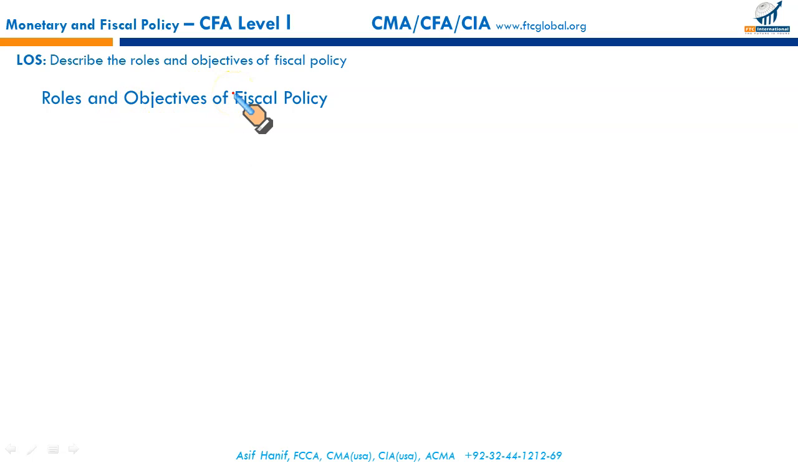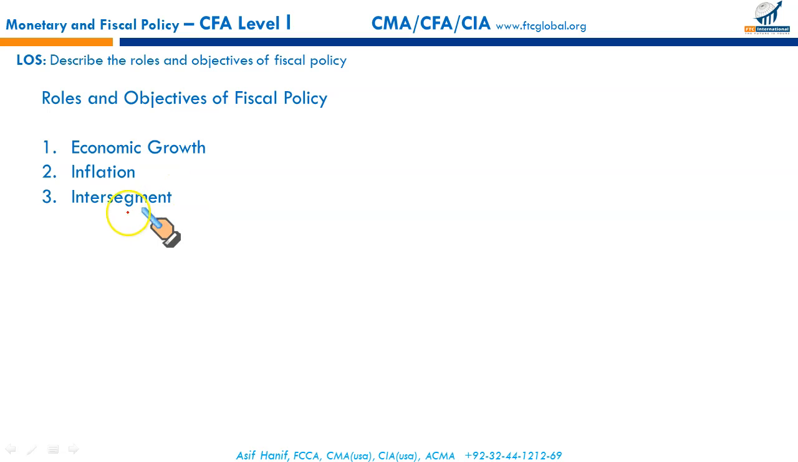Roles and objectives of fiscal policy. First, promote stable economic growth, manage inflation, encourage investment activity. This is supposed to be investment. There is no such word, intersegment. And then encourage consumption so that there is an increase in spending. And finally, ensure equal distribution of resources. So this is the role and objectives of fiscal policy.